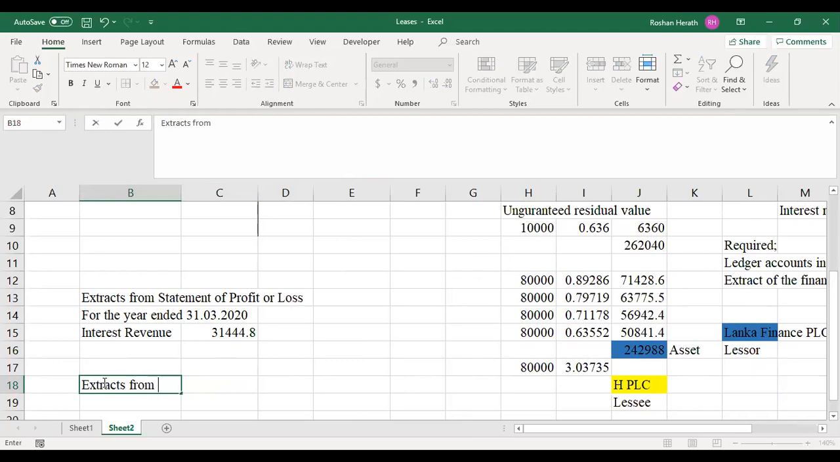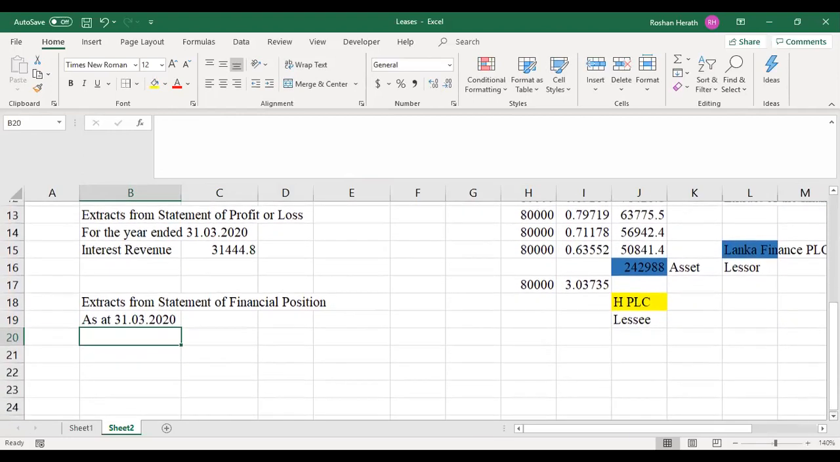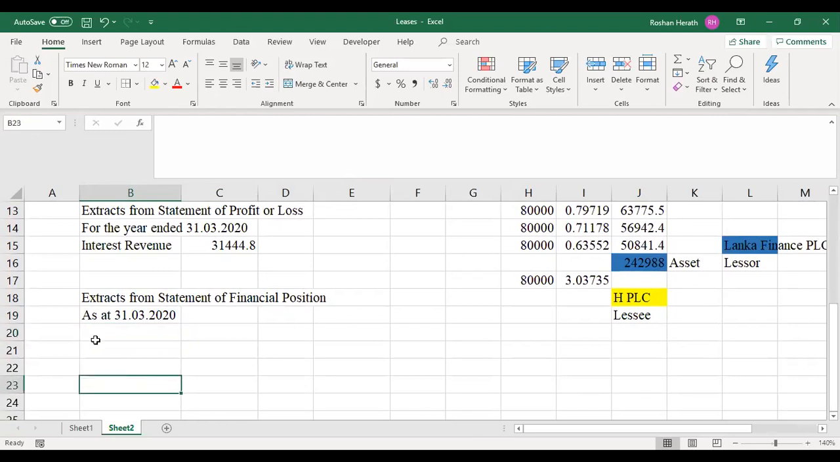Then the extracts from the statement of financial position, as at 31st March 2020. If you have to provide the extracts from the statement of financial position, what you have to identify is the non-current assets and current assets.